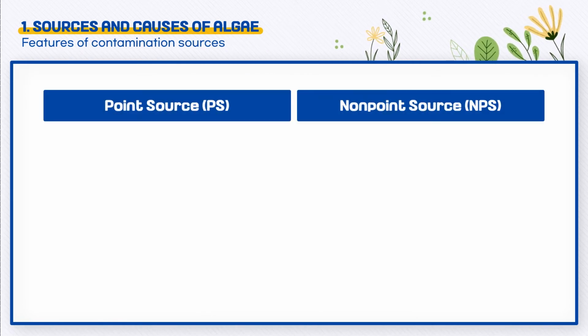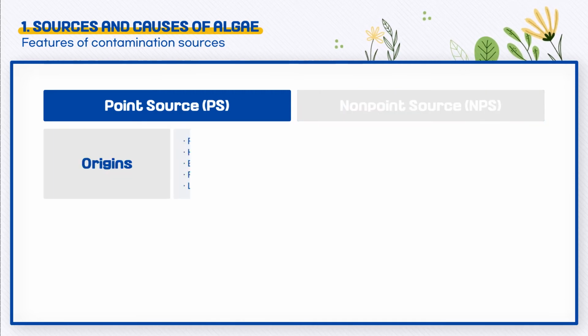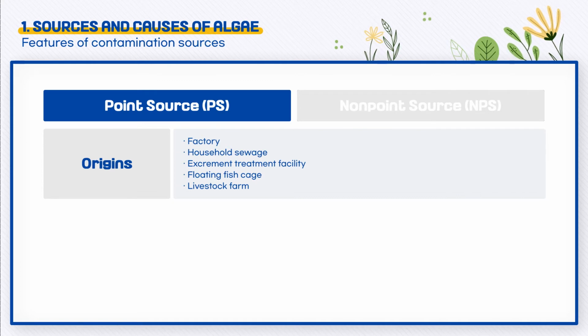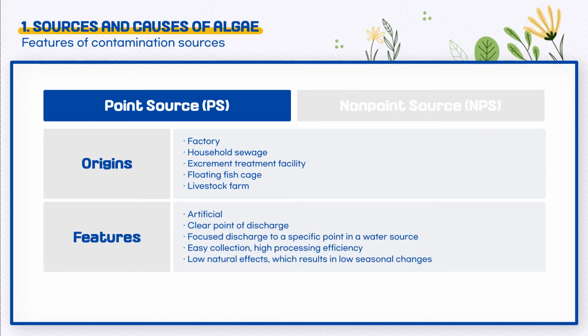The main sources of contaminations can be divided into two types: point sources and non-point sources. A point source pollution has the feature of being caused in factories, household sewage, and excrement treatment facilities, and has a clear point of discharge. Furthermore, it is discharged at a specific point in a water source to result in easy collection and high processing efficiency, as well as having low natural effects, which signifies low seasonal changes.